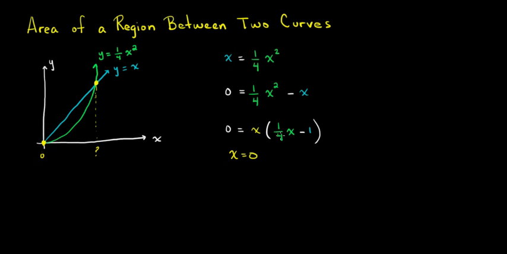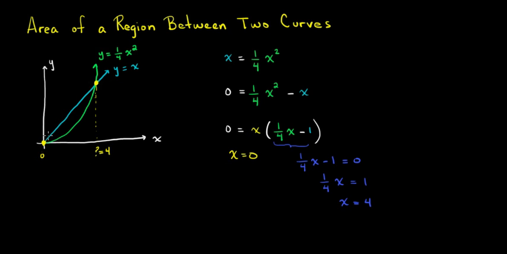To figure out the next solution, I'll set this whole factor equal to 0. So I'll have 1/4 x minus 1 equals 0. I'm going to move the 1 over, so I'll have 1/4 x equals 1. Multiply both sides by 4, and I get x equals 4. So this number right here is going to be a 4, and the question mark is equal to 4. So we're going to be integrating from 0 to 4.